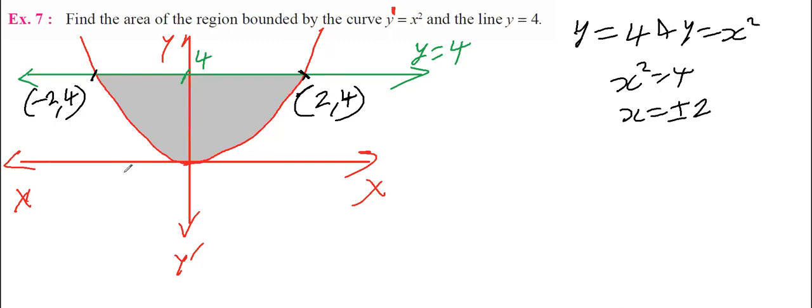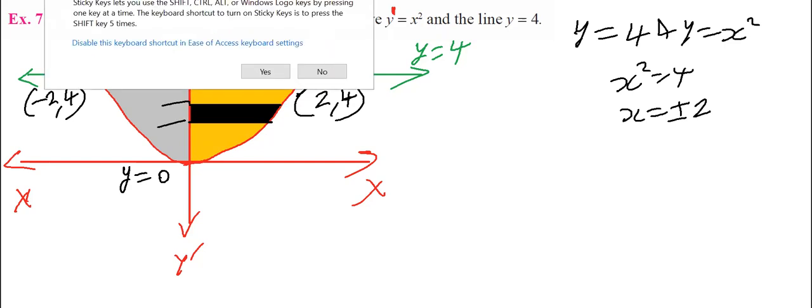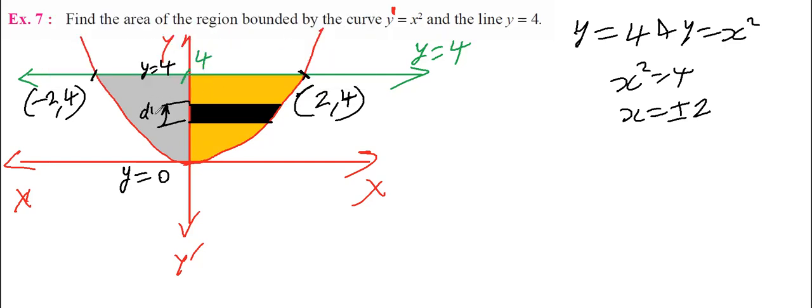But I am going to take the limits as y is equal to 0 here and y is equal to 4 here, and first I will find the area of only this portion and then multiply by 2. So how will I take the elementary strip? I will take the elementary strip like this. This is the area I am looking for. So this distance will be dy.